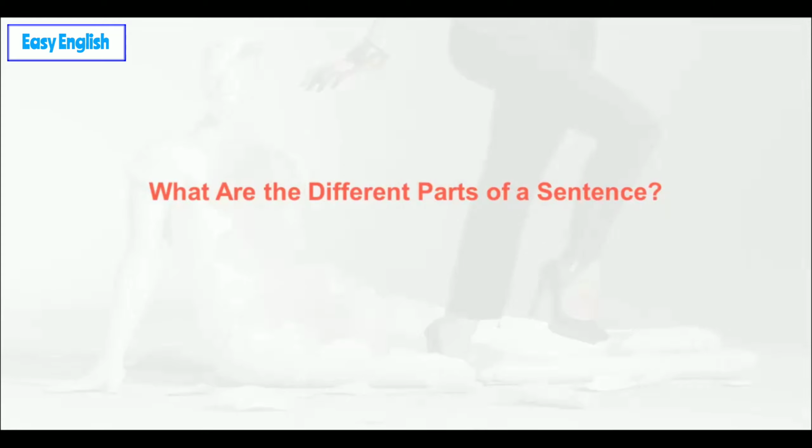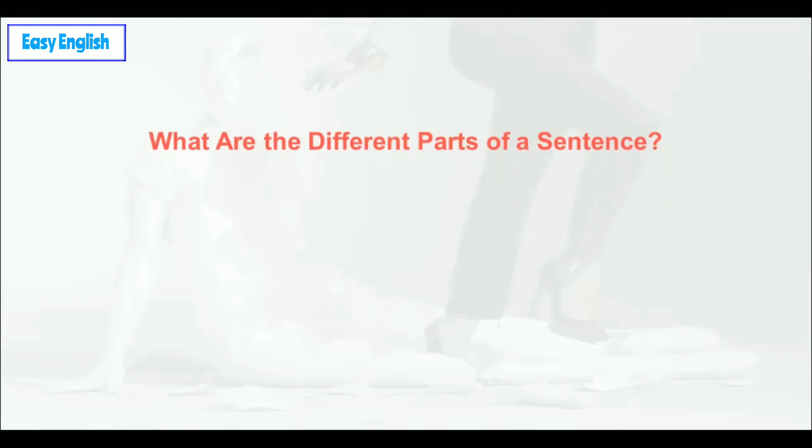So what are the different parts of a sentence? The main parts of a sentence are the subject, predicate, object, clause, phrase, and modifier. Once you know the parts of a sentence and how to combine them, you can form logical sentences that will be well understood by others.